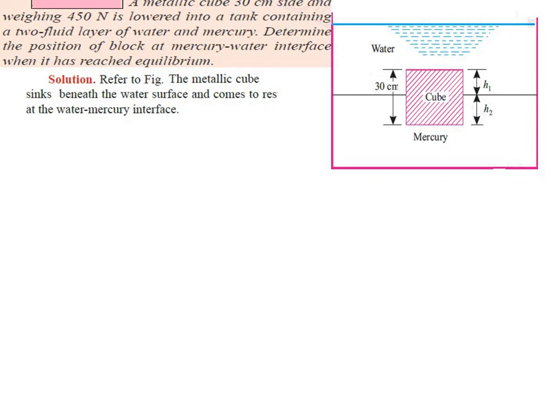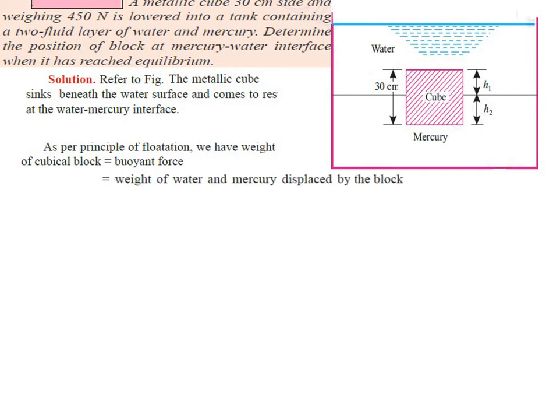Now consider this figure. The metallic cube sinks inside the water and comes to rest at the water mercury interface. As per the principle of flotation, we know that the weight of the block is equal to the buoyancy force. Buoyancy force is nothing but the weight of water and mercury displaced by the block.